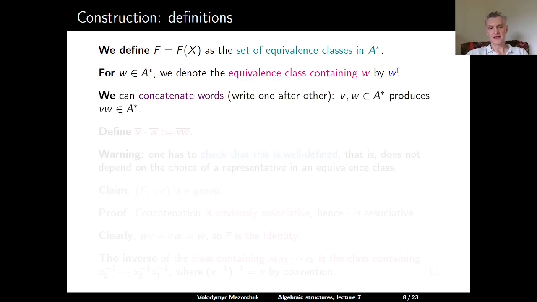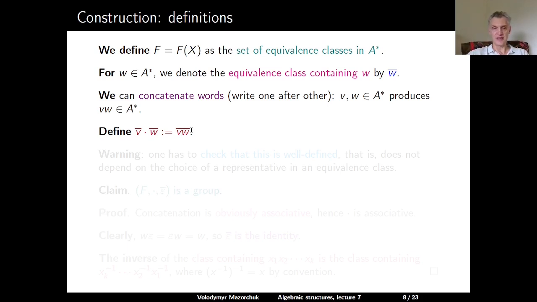Recall that we can concatenate words. So if we have two words, we can write one of them after the other. So if we have words v and w in A*, we have the word vw, v written to the left of w. It's also a word in A*, and we define our group operation on the set of all equivalence classes using concatenation of words. So if we have an equivalence class of v and an equivalence class of w, we multiply them by concatenating v and w and then taking the equivalence class.